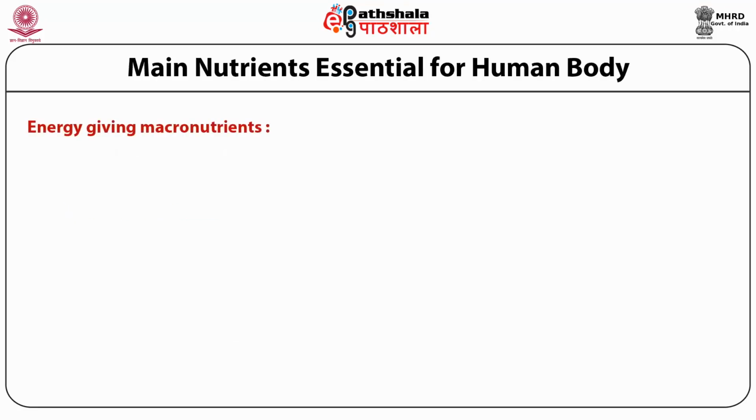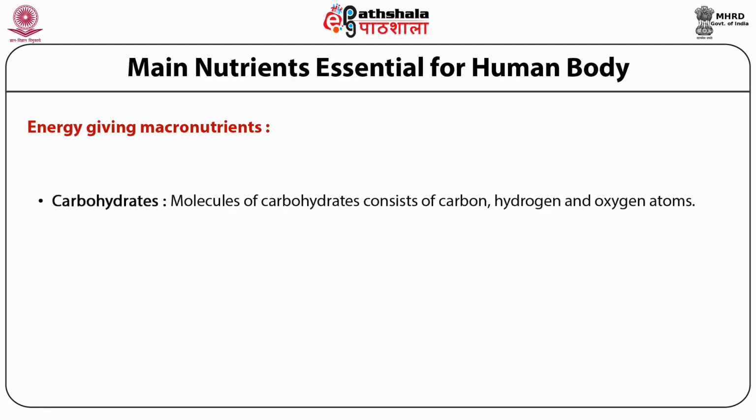Energy-giving macronutrients. These nutrients provide energy to the human body, and they are measured in kilocalories or joules. Carbohydrates. Molecules of carbohydrates consist of carbon, hydrogen and oxygen atoms. Carbohydrates can be monosaccharides like glucose, fructose and galactose, disaccharides and polysaccharides, that is starch. Polysaccharides are more suited for humans because they are more complex sugar chains and take longer to break down and absorb into the body.